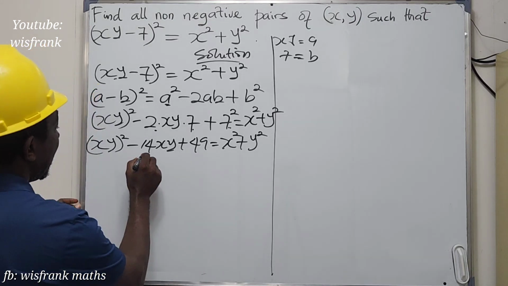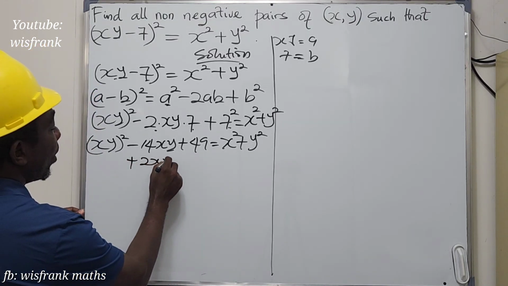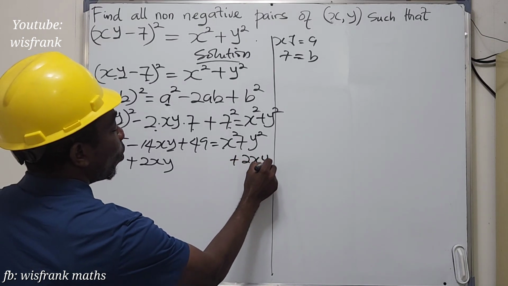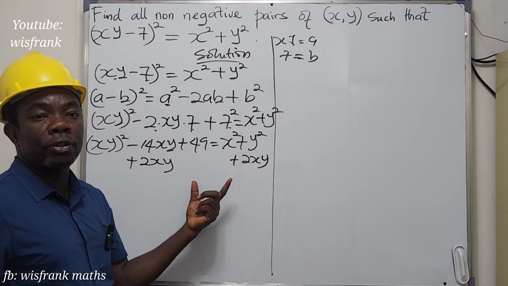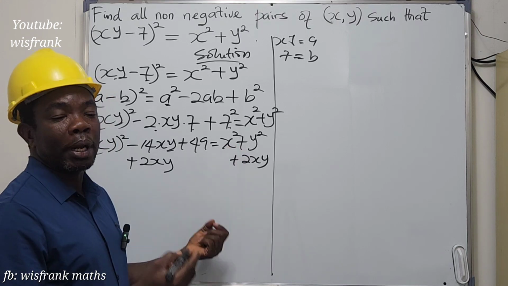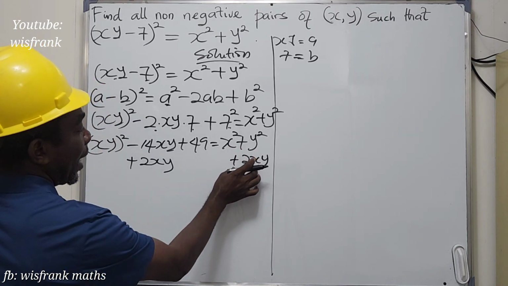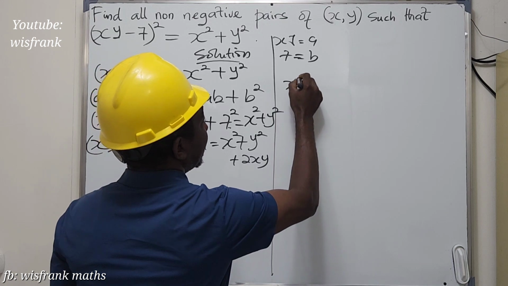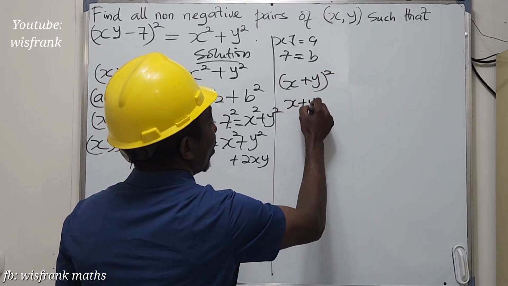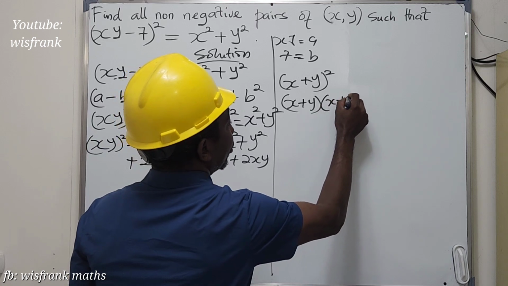We can as well add 2xy to the left hand side and also add 2xy to the right hand side. What we want to achieve is for us to make (x plus y) all to the power of 2. So when we add that, you know that when we have (x plus y) all to the power of 2, it is the same thing as (x plus y) into (x plus y).